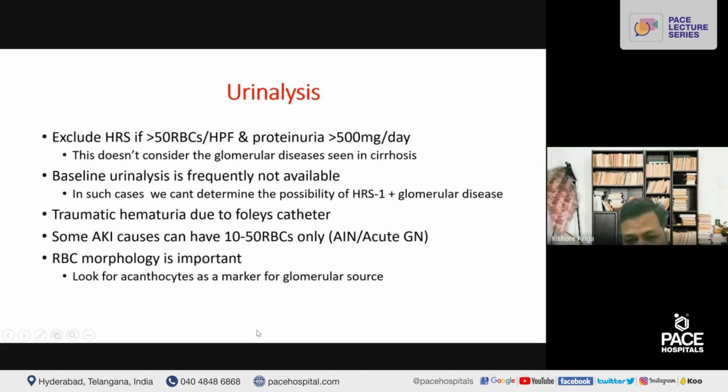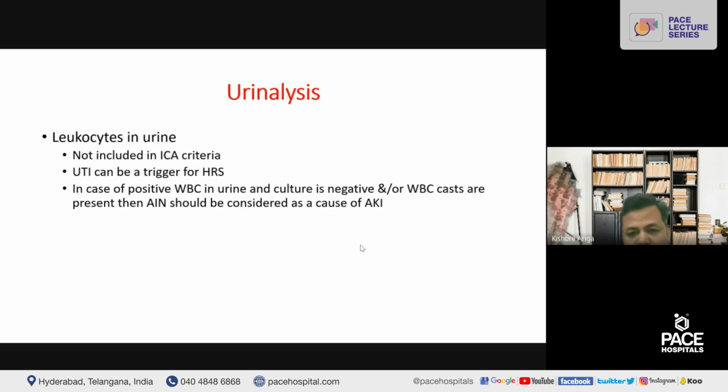But these patients with acute interstitial nephritis due to drugs can present in a similar way. So this we need to keep in mind. And RBC morphology in the urine is also important because dysmorphic RBCs are of glomerular origin usually. So this is a very important pointer for helping us to categorize these patients.